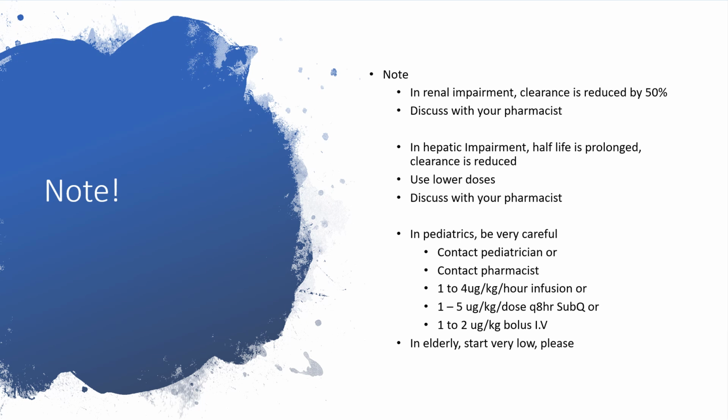In pediatrics, be very, very careful. It would be nice if you can contact your pediatrician or your pharmacist. However, if you are stuck and you couldn't reach any of them, 1 to 4 microgram per kilogram per hour infusion, or 1 to 5 microgram per kilogram per dose every 8 hours subcutaneous, or 1 to 2 microgram per kilogram bolus IV could be administered. But then, don't take the risk. Contact some other physicians around you, pediatrician or pharmacist, or you don't use it at all. In elderly, please start very low and increase slowly.